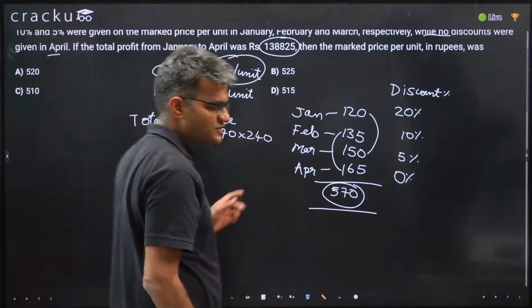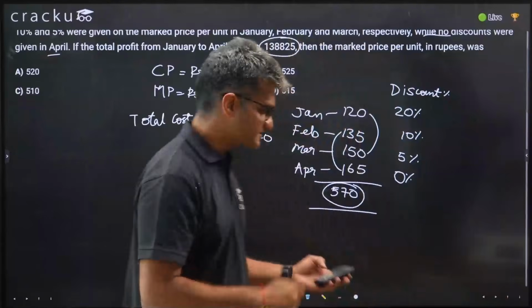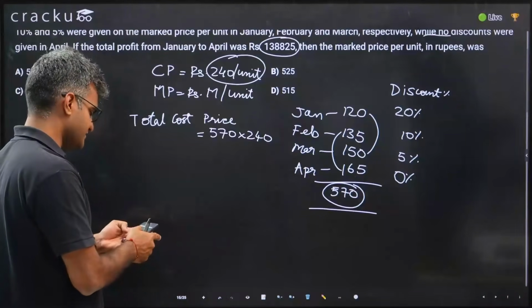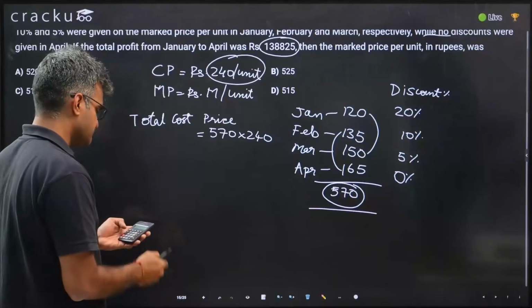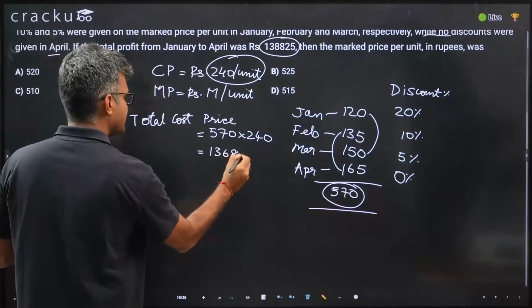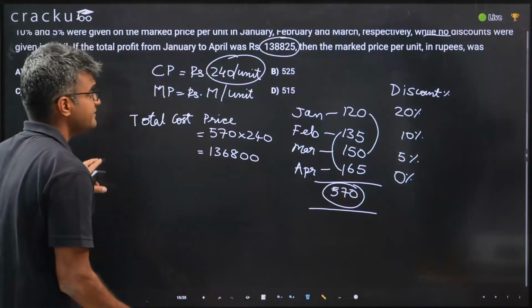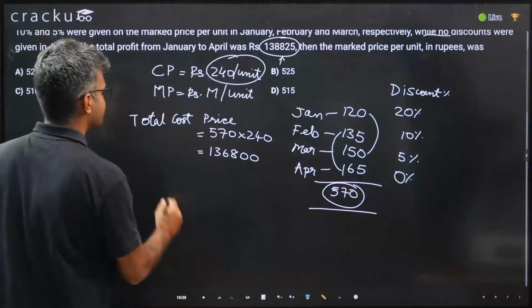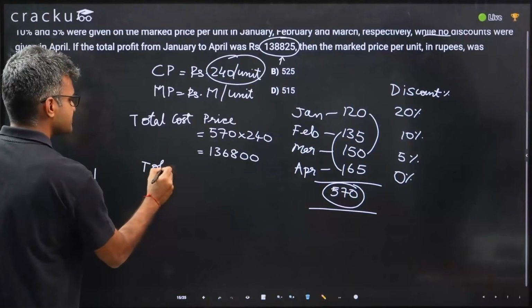Somebody is asking, can I solve it without a calculator? I would say solving these kind of things without a calculator is going to take you a lot of time. So I have a calculator which I'm actually going to use. So this will come to equal 1,36,800. We are given the profit. Profit is 1,38,825. So what is the total selling price?